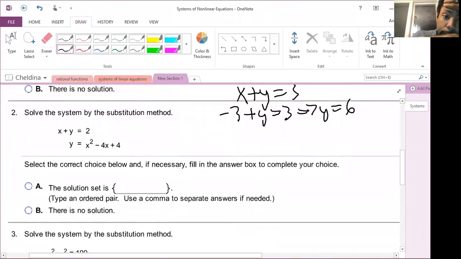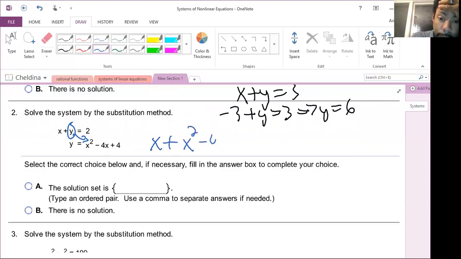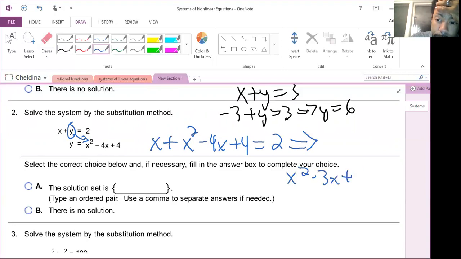Same thing here, x plus y equals 2, and y is x squared minus 4x plus 4. We're going to replace this y with that. So you get x plus y, but y is x squared minus 4x plus 4, is equal to 2. And so that means you get x squared minus 3x plus 2 is equal to 0. Factor: x minus 2, x minus 1 is equal to 0. So you get x is equal to 2, or x is equal to 1.